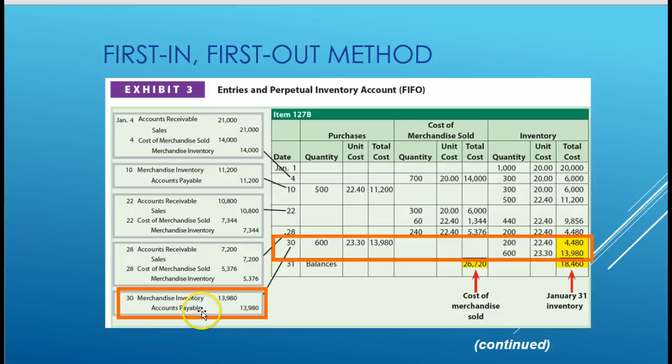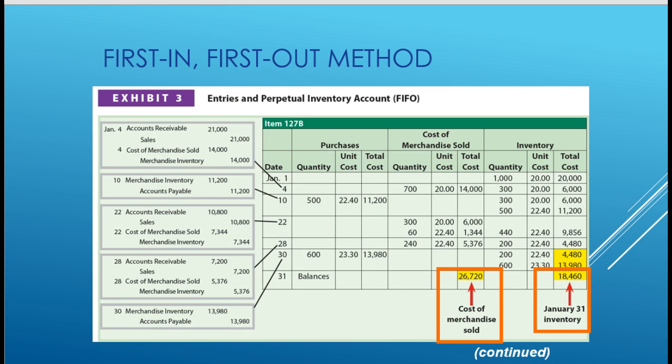Let's go to the next one. It looks like we bought some. Now I bought 600 at $23.30 for a total amount of $13,980. So I've got to add that to my inventory. I had 200 at $4,480, and I've now added 600 at $23.30. So my total inventory is going to be these two numbers added together on the 30th. Let's go down here and look at that.